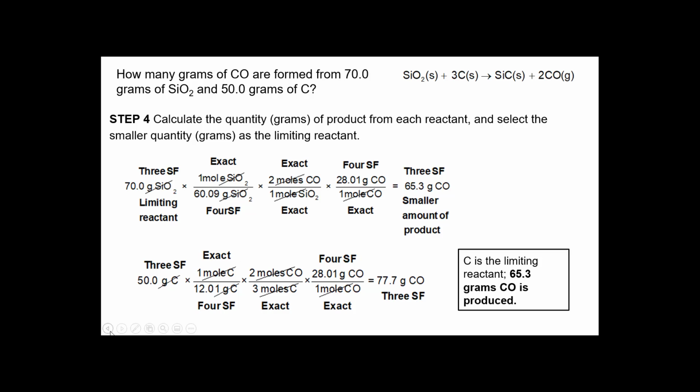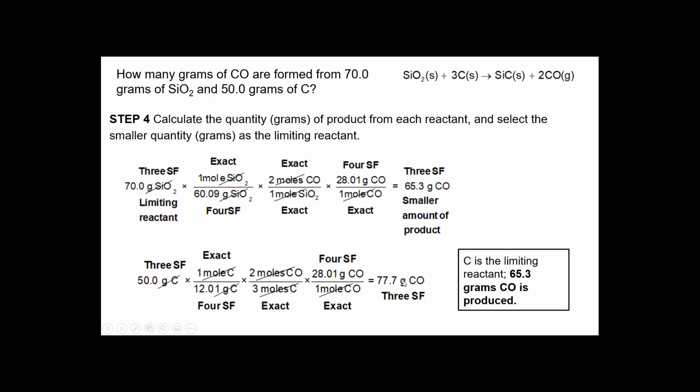And we do the same with the bottom. 50 grams of carbon, and we want to get rid of grams of carbon, so we do 1 mole, and molar mass is always 1 mole. Then we do the ratio from the balanced equation, 3 moles of carbon to 2 moles of carbon monoxide, 1 mole of carbon monoxide to the molar mass of carbon monoxide. And then we can cancel everything that we don't want. We end up with 77.7 grams of carbon monoxide.